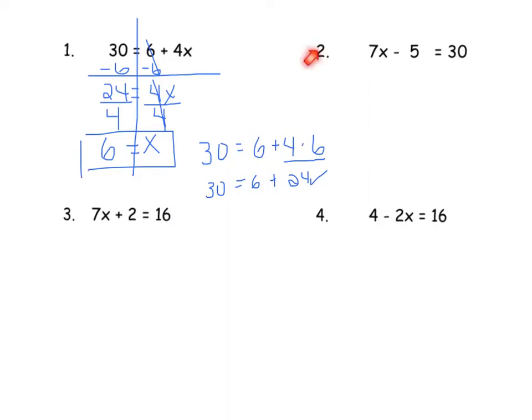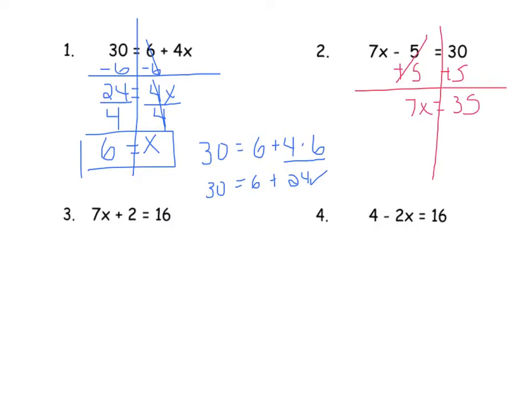Example 2 has the x on this side, and we can see that 5 is being subtracted from the variable term and 7 is being multiplied by the x. So we are going to get rid of whatever is added or subtracted first, or whatever is furthest away. So it says minus 5. The opposite of subtraction is addition, so we have to add 5 to both sides. So the 5's cancel out, so we're left with 7x equals 35.